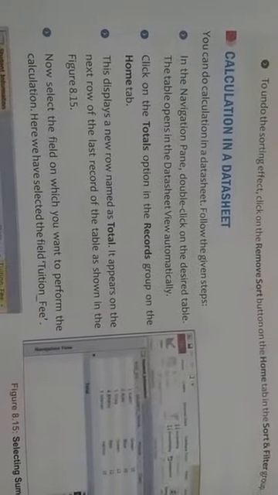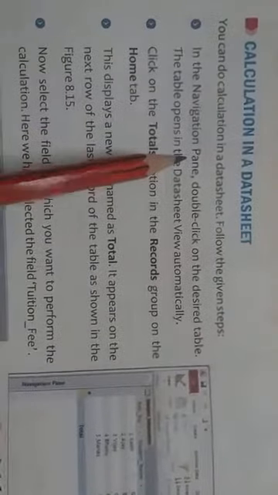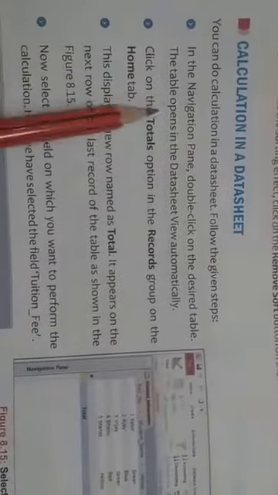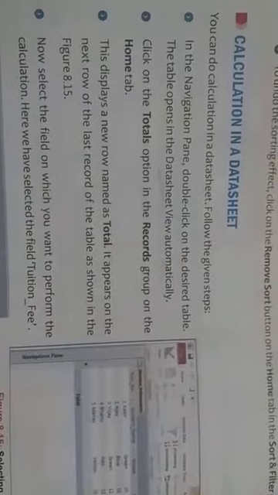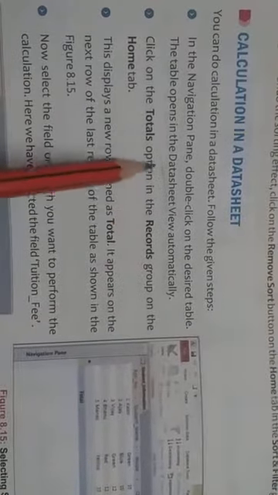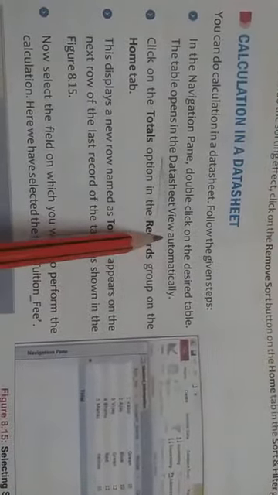After this we have calculations in a datasheet. If you want to perform any type of calculation, if you want to find the percentage, you want to find the total of that selected field, then how you can perform this? In the navigation pane, double click on the desired table, the table opens in the datasheet view automatically. Yes, we know very well, whenever we open our Microsoft Access file and any database, that will open in the datasheet view automatically.